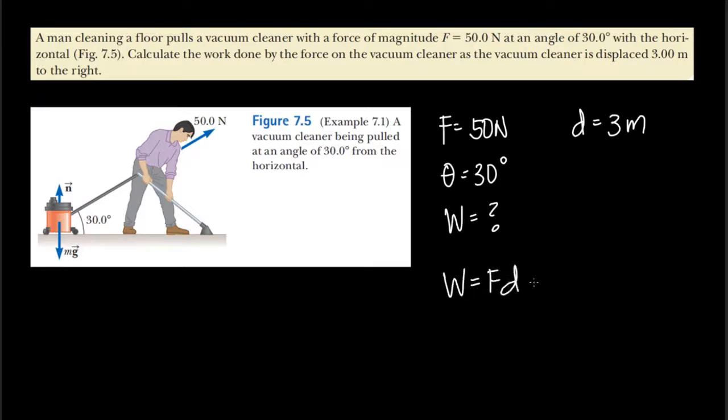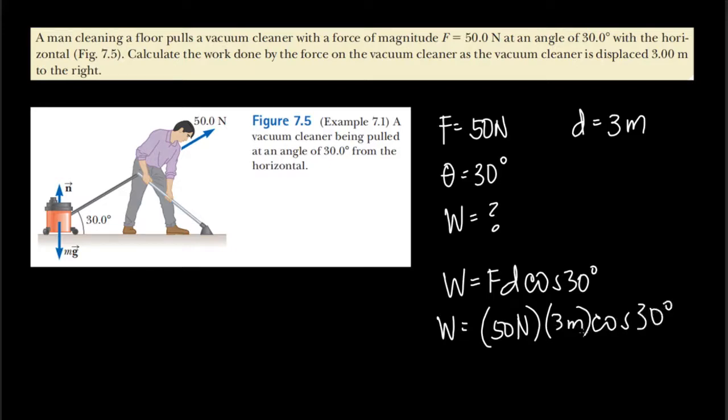It's FD cosine 30 degrees. So, work is equal to 50 newtons times the distance of 3 meters times cosine 30 degrees. So, whip out your calculators. 50 times 3 times cosine 30 is 129.904 Newton meters, or 129.904 joules. That is the work or the energy exerted by this man as he is pulling the vacuum cleaner.